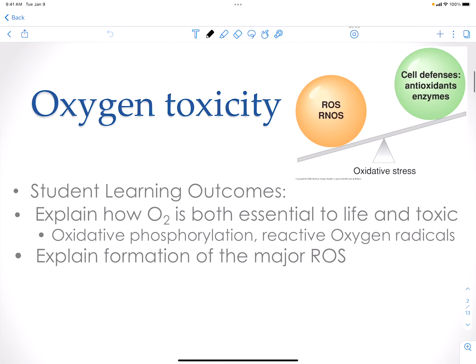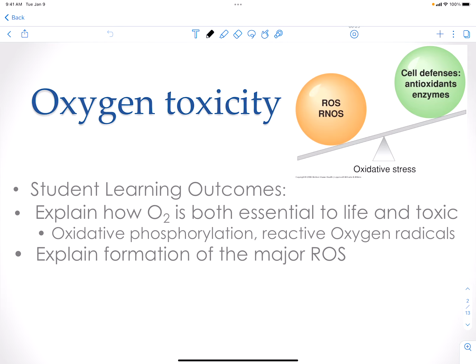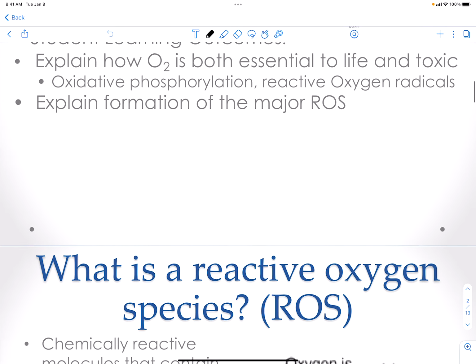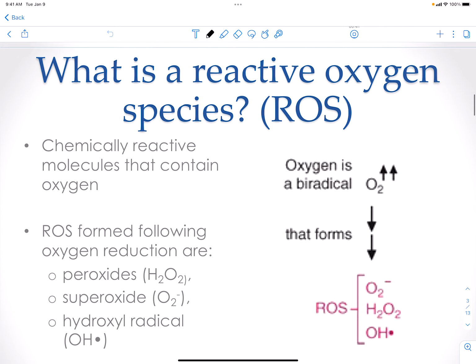Toxicity is going to be a balance between the formation of radicals and the defense against radicals, including antioxidants as well as specific enzymes. So we're going to learn how oxygen is going to form these radical oxygen species, and then in future lectures what the body or the cells do to protect itself.